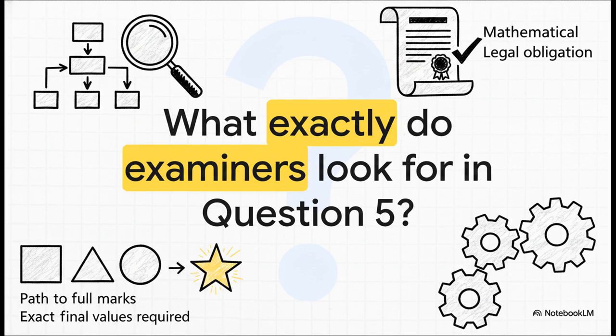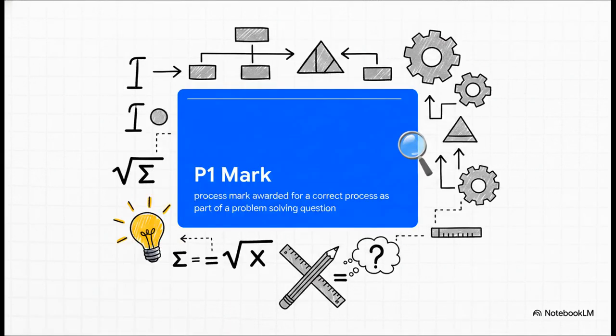Well, we're going to look at the required mathematical processes, the accepted alternative methods, and, of course, the exact final values you need to get those points. To get started, we really need to understand what a P1 mark is. In the Edexcel grading system, P simply stands for process. So this is a process mark awarded for a correct process as part of a problem-solving question.